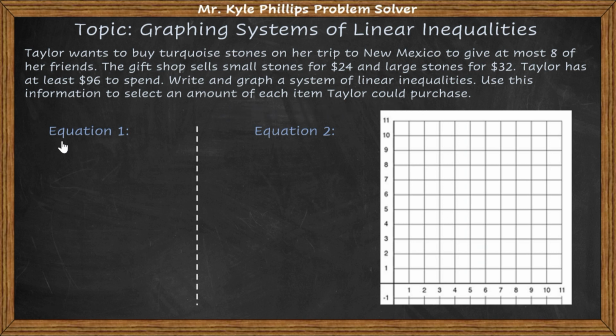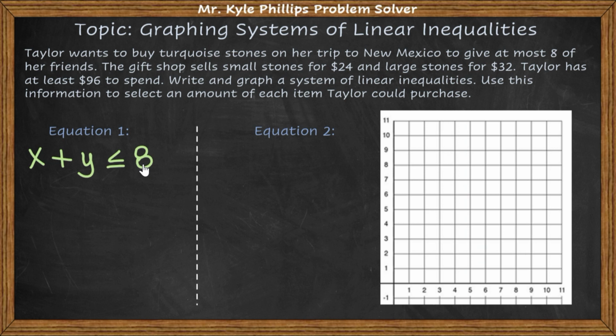All right, so equation 1. We're going to have two equations because we are graphing a system. So on the first equation, notice that we have two stones. We have a small stone and we have a large stone. Now, this is the number of stones she needs to buy. They tell us she can buy at most 8 of them. So here we're going to say less than or equal to 8.